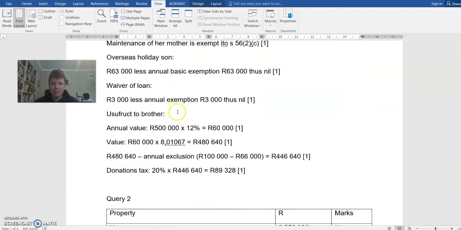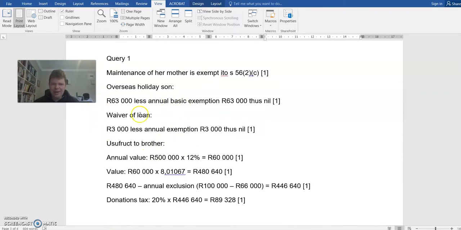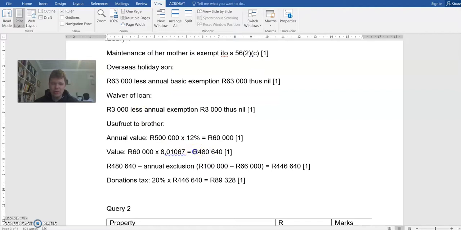Okay. Once this is all over and done with, you will see, well, there's the value of the donation. So we take the 480. How much of the annual exclusion do we still have left? Well, we started with 100. We have to take off 66 because we used 63 over here and we used 3 over there. So it's the 480 minus whatever is left here, the 34,000, gives you a number.